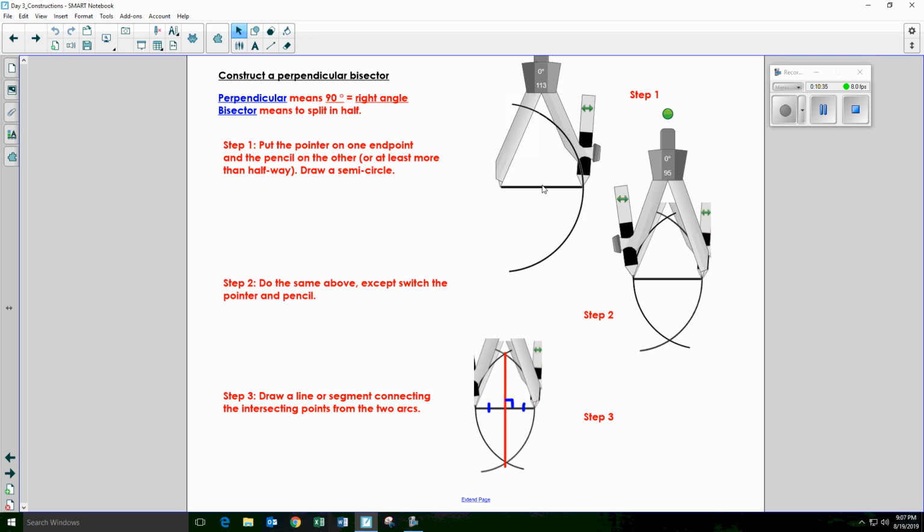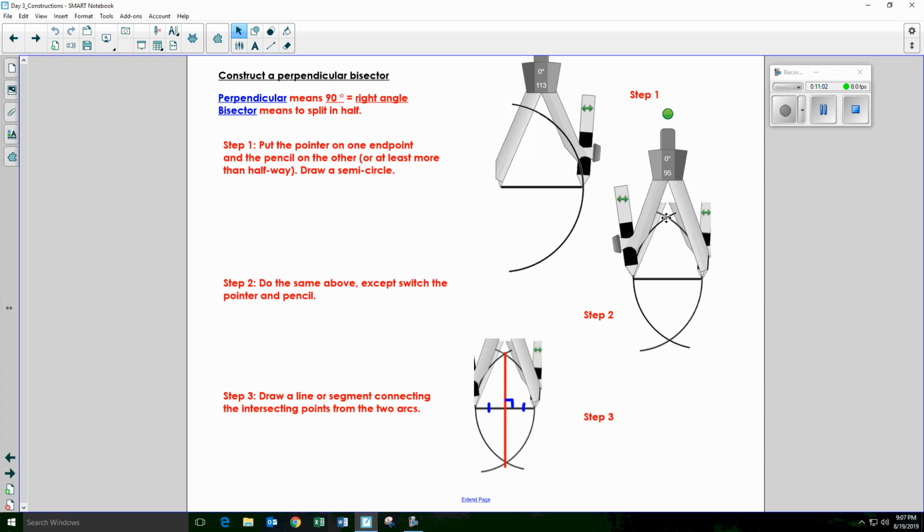So how do you do that? Step one, put the pointer on one end point and the pencil on the other. Draw yourself a semicircle this time. Remember, for the equilateral triangle, we just drew that top half, and that was it. Well, this time we're going to draw a full semicircle. Then we just turn it around. Step two, do the exact same thing: put the pointer on this side, your pencil on this end of the segment, and draw your semicircle again.